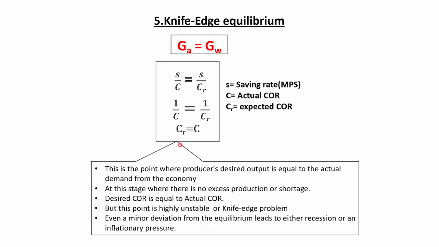So this is the point where producer desired output is equal to the actual demand from the economy. At this stage there is no excess production or shortage, and the desired capital output ratio is equal to the actual capital output ratio. But this point is highly unstable, the knife edge problem. Even a minor deviation from the equilibrium leads to either recession or an inflationary pressure. So what happens if there is a minor deviation?